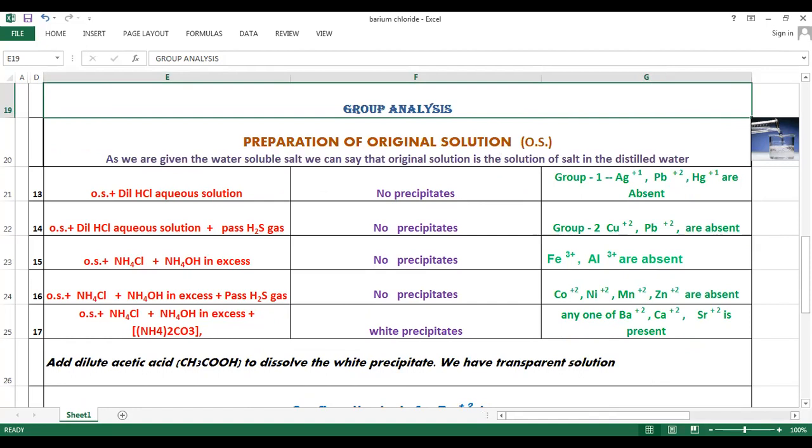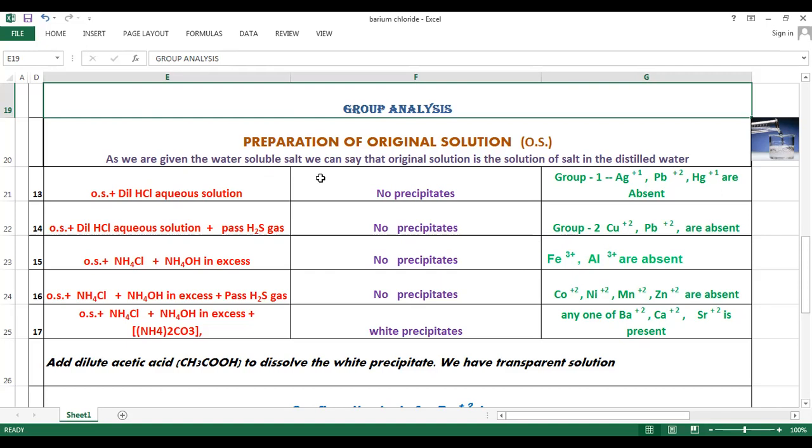How do we prepare the original solution? We take the salt, we add the salt into distilled water in a test tube or a beaker. We mix it well, shake it well, and then we filter it. And after filtration, whatever we get is our original solution. Now, with this original solution, we perform various tests and we decide which group is present in a particular salt.